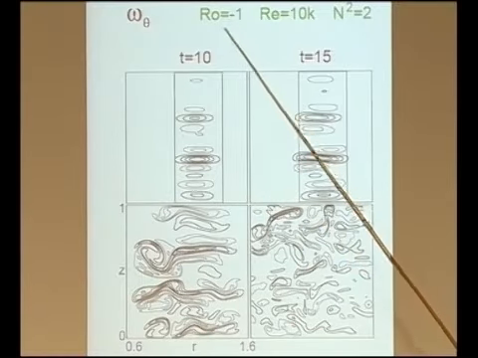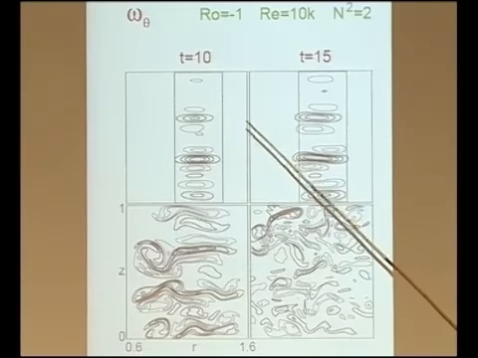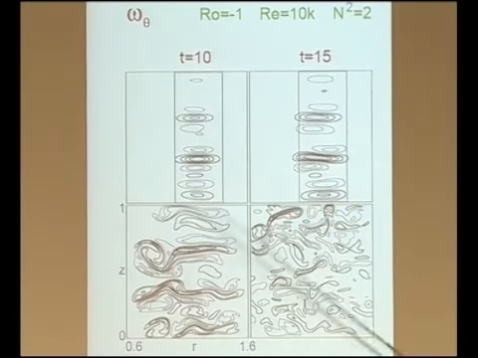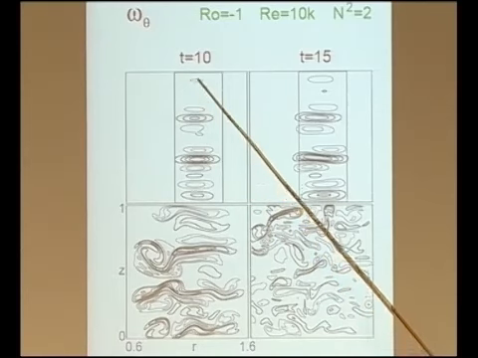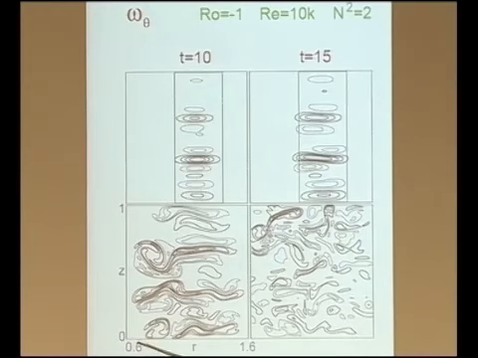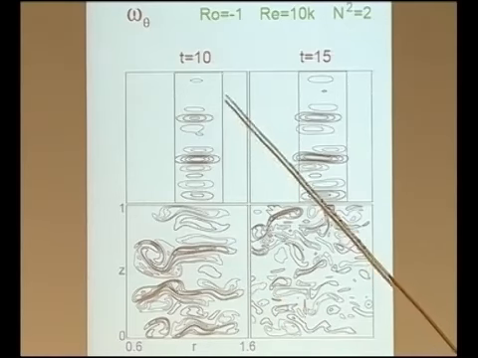Just to show you what typically happens, you've got some stratification here. N squared is 2. I'm non-dimensionalizing with f, the Coriolis parameter. This is a Rossby number of -1. That means an anticyclone with Rossby number 1.